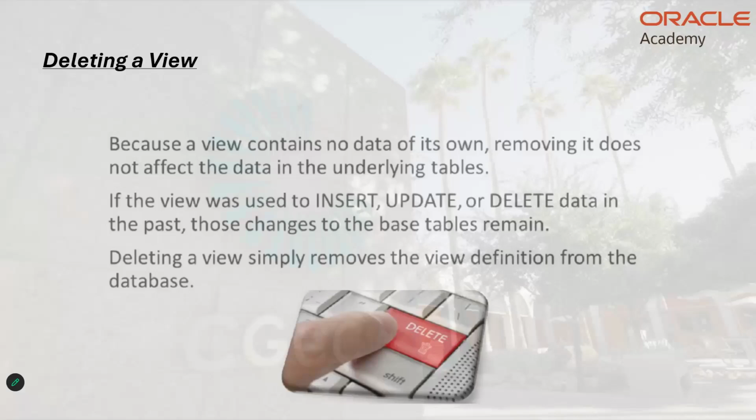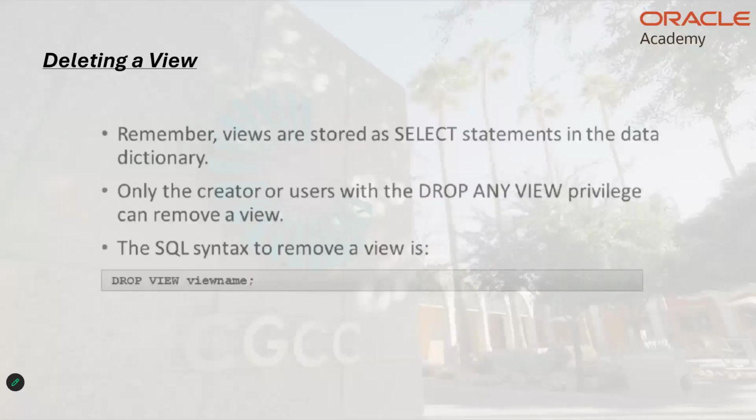All right, so deleting a view. It's stated here that it contains no data, so removing it does not affect any of the data. And that's true. You can just essentially delete it, and you're not impacting the base table. So yeah, it's like hitting the delete button. The syntax is pretty straightforward: drop view, view name, gone.